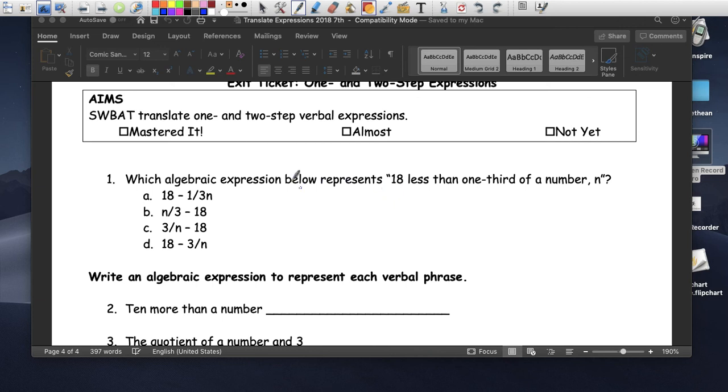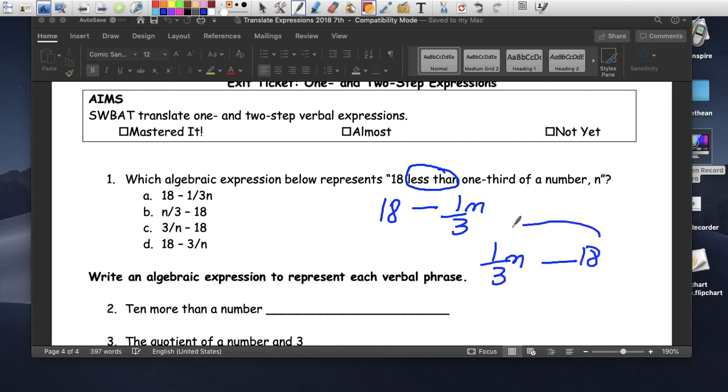N. So before I even go to my multiple choice, let me try to do it. So here's 18. Less than means this, a subtraction. 1/3 looks like this. And 1/3 of what? A number, N. Now, because less than is a turnaround word, I'm actually going to change the order. 1/3 N is going to go to the front, and 18 goes to the back. So this is what I got.